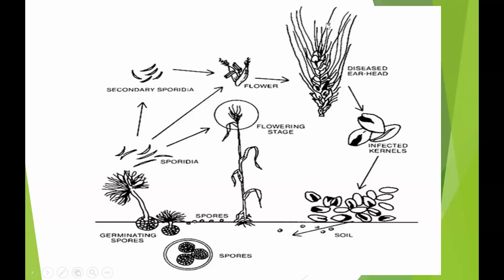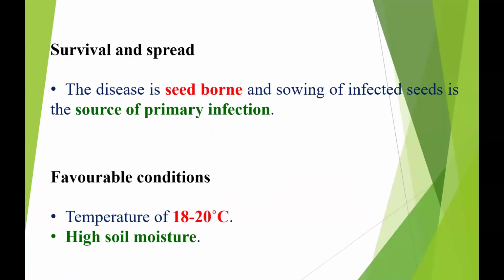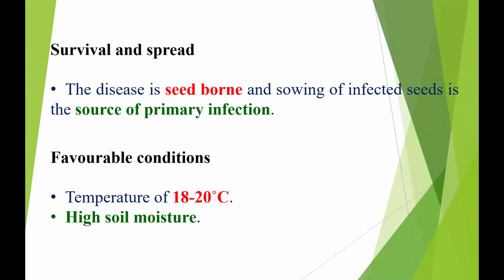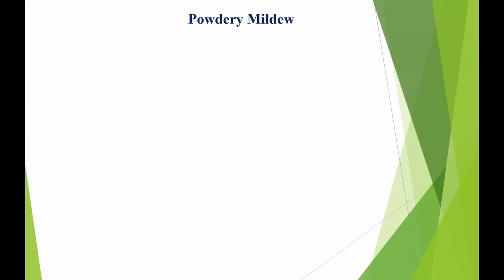The diseased ear head, and when we take the grains and sow in the soil, then the spores are produced, they germinate, then sporidia and secondary sporidia are produced. And when again the flowering stage of the wheat crop arrives, they again infect the whole flower or ear head. Survival and spread: the infected seed is the main source of infection as it is a seed-borne disease, and the favorable conditions are again 18 to 20 degrees Celsius and high soil moisture.